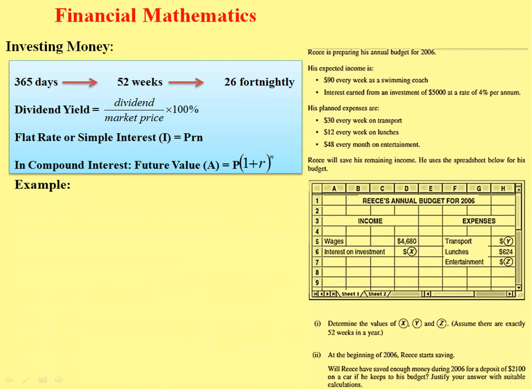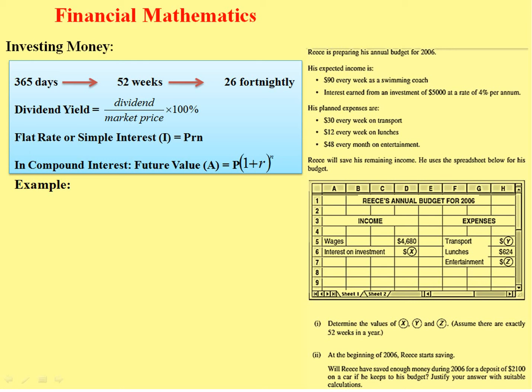Let's have a look at another question. Reese is preparing his annual budget for 2006. His expected income is $90 every week as a swimming coach, and interest earned from an investment of $5,000 at a rate of 4% per annum. Now his planned expenses are $30 every week on transport, $12 every week on lunches, and $48 every month on entertainment. Reese will save his remaining income. He uses the spreadsheet below for his budget.